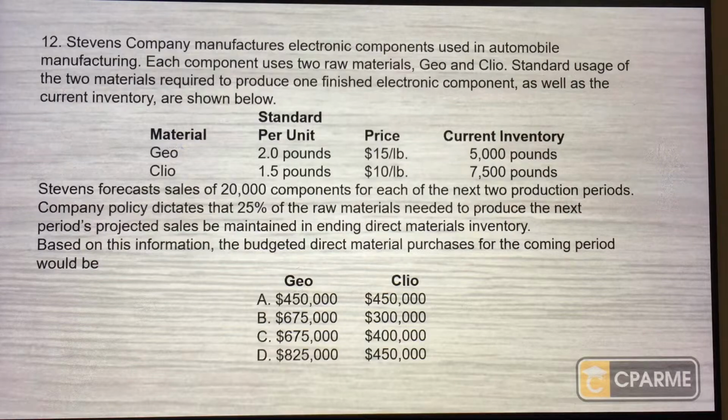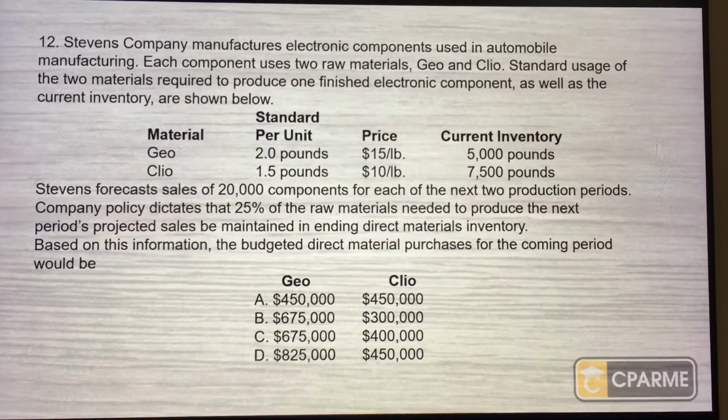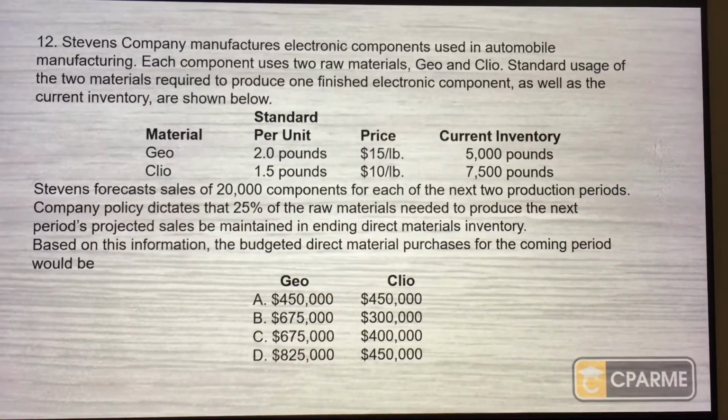Stevens forecasts sales of 20,000 components for each of the next two production periods. Company policy dictates that 25% of the raw materials needed to produce the next period's projected sales be maintained in ending direct materials inventory. So the main question now is how much will be the direct materials purchases for the coming period. Budgeted direct materials purchases should be the total materials purchased.